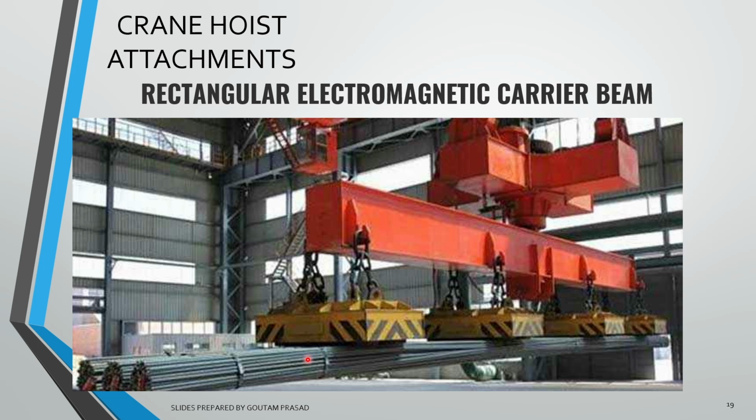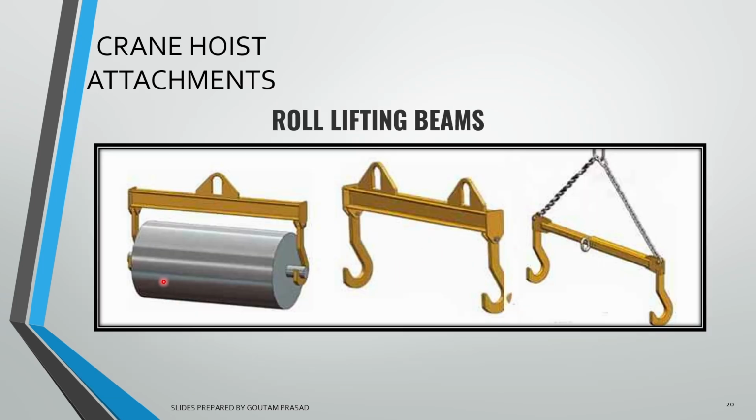So here, that rectangular electromagnet, not a round one, multiple rectangular magnets are there, and they are basically electromagnets. When they are powered, they are able to lift piles of bars, and they are able to lift them. So here, roll lifting beams are there.